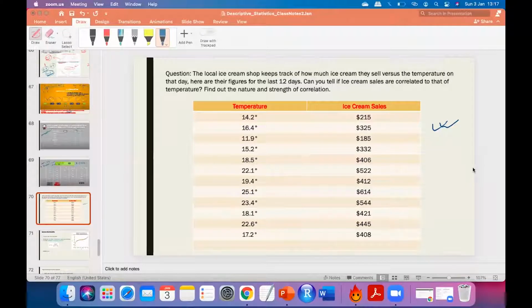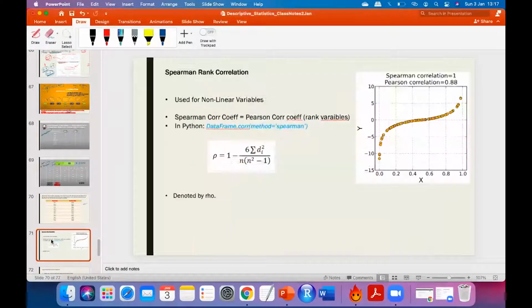That was about Pearson's correlation coefficient that we just saw. Now let's say I am working with two non-linear variables. That means those are non-linearly related. How will I come to know?